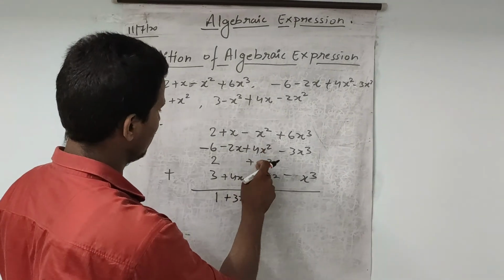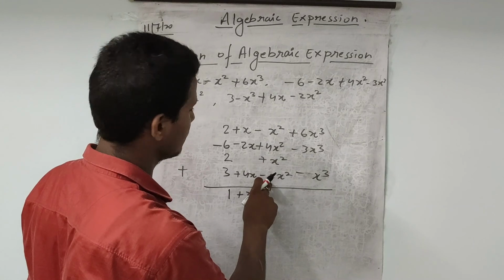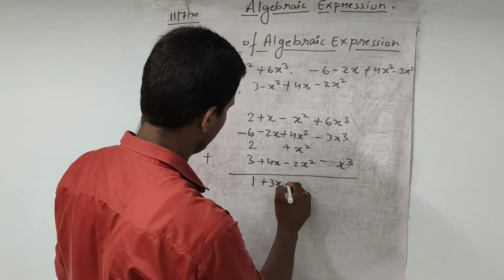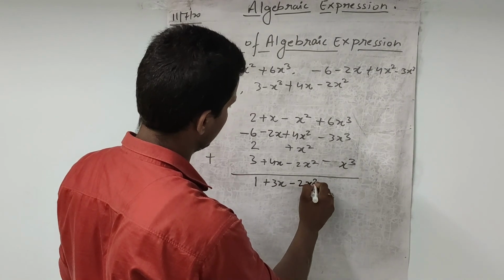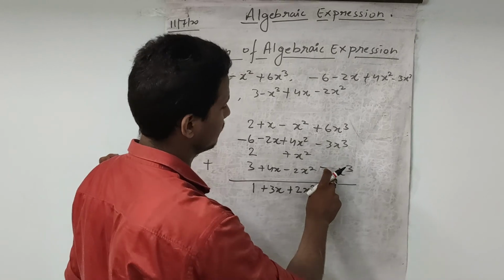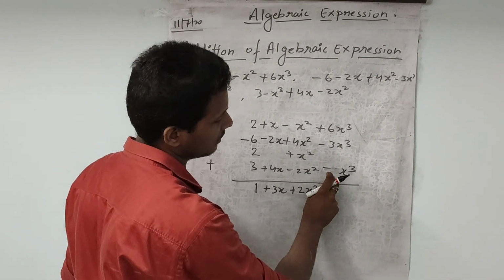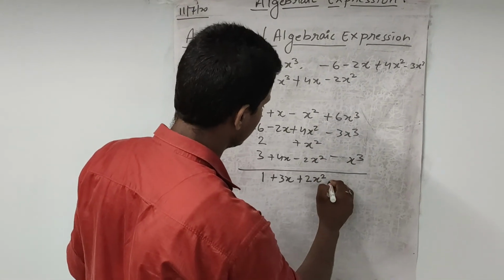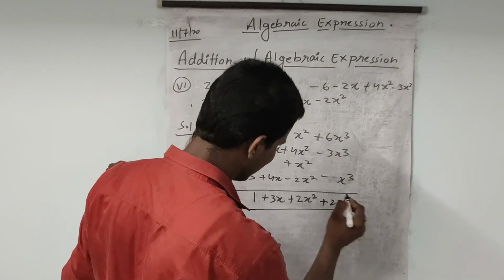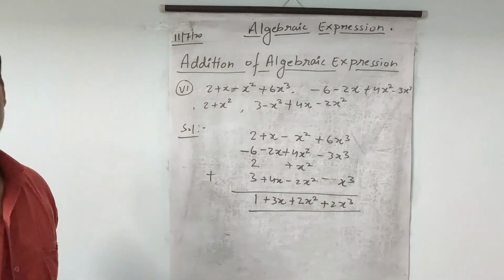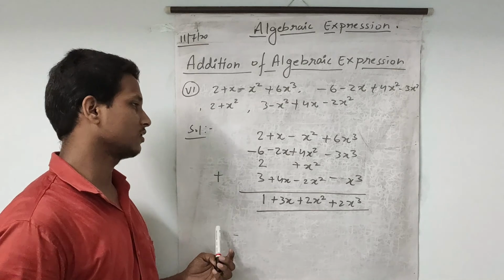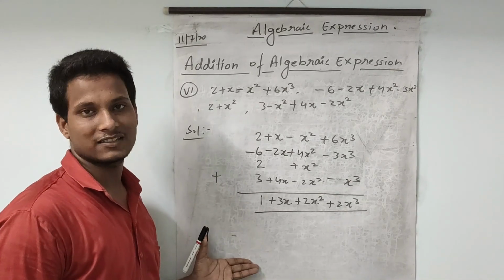Now 4 plus 1, 5, 5 minus 2, that is 3, and 3 minus 1, that is 2, so 2x square positive. Now 3 minus 3 and minus x, that becomes minus 4. 6 minus 4, that is 2, so plus 2x cube. In this manner we are going to do the questions properly, for algebraic expressions and addition of algebraic expressions.